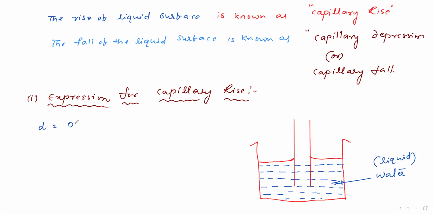D is the diameter of the tube. Clear? Now, when we are inserting this small diameter tube, and very important is that this tube is open at both the ends, right? And when we are inserting it in a liquid, then definitely the water rise will take place.